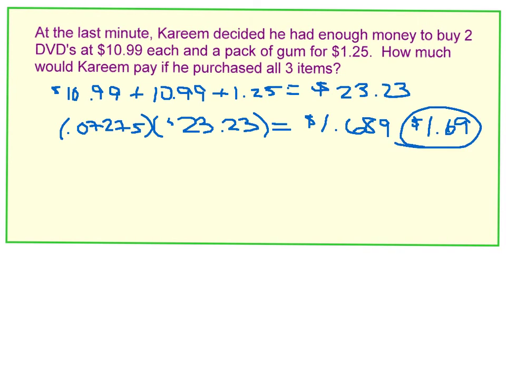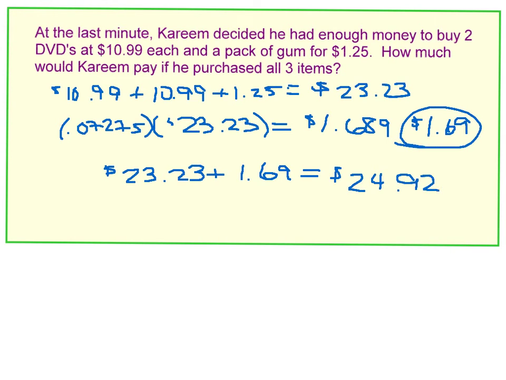$1.69. And now I'm not done, because we want to know the total amount of money that he needs to pay for his items. So we have to add the $23.23 plus the tax, the $1.69, and we get a grand total of $24.92 for all 3 items.